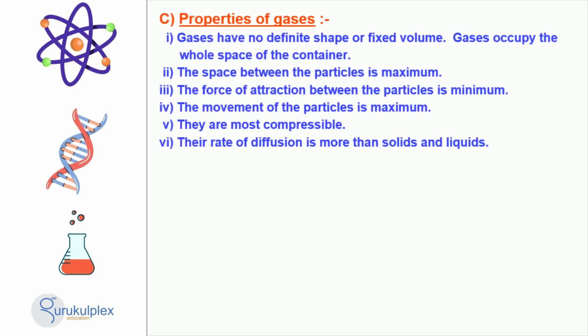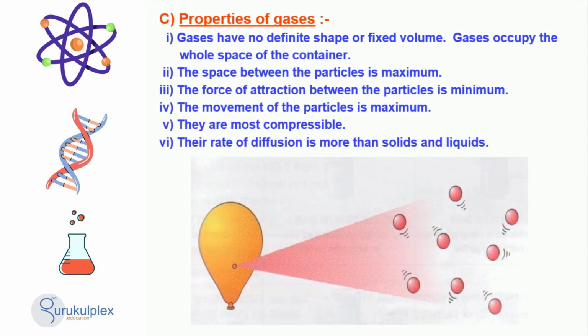Gases are fascinating substances that can take on any shape depending on the container they're in. These particles have a lot of space between them, and are characterized by having a minimal attraction between them and the maximum movement. Their compressibility is also quite impressive, as is their rate of diffusion, which is higher than that of liquids and solids. This slide contains a picture of a gas molecule which shows all these properties.